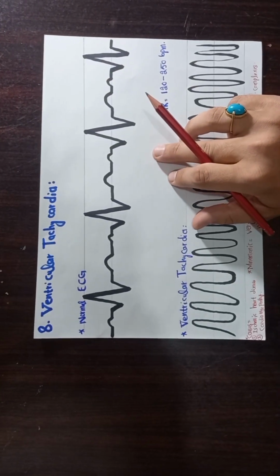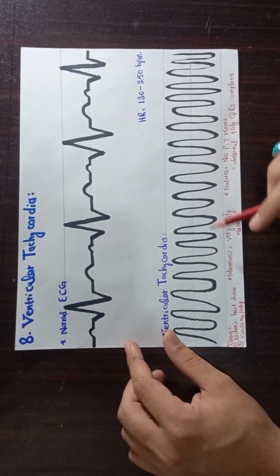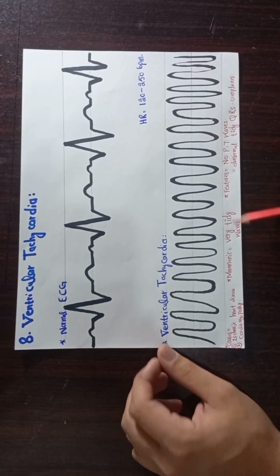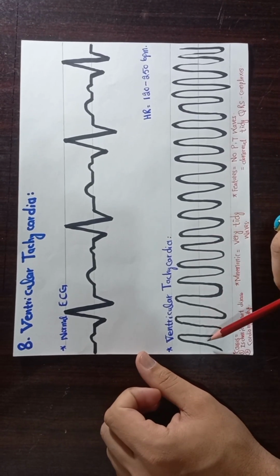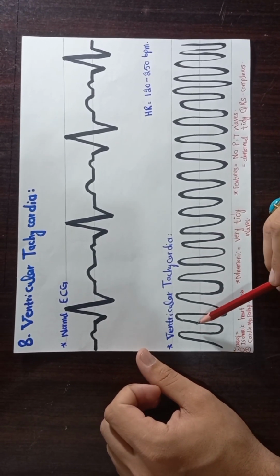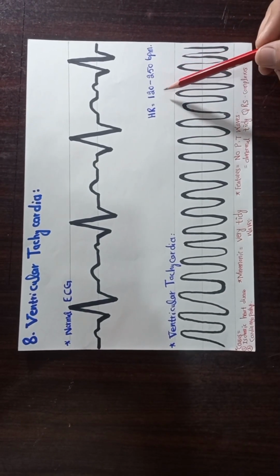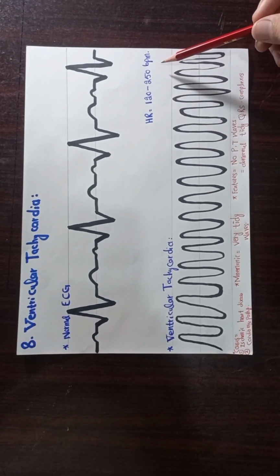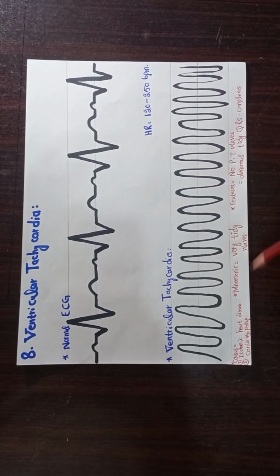Then there is ventricular tachycardia, and to memorize the ventricular tachycardia waveform there is also a common mnemonic which is very tidy waves, as we can see that there is no P wave and T wave, and the QRS complex is very tight as shown in the figure here. The heart rate will be 120 to 250 beats per minute, and the causes of ventricular tachycardia are ischemic heart disease and cardiomyopathy.